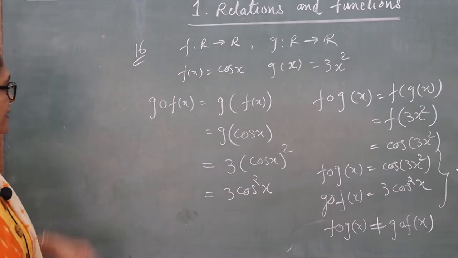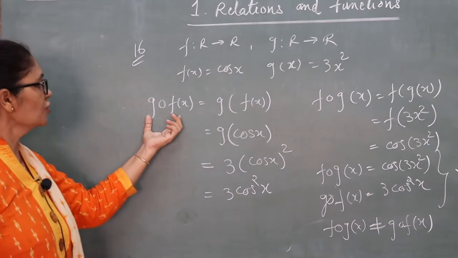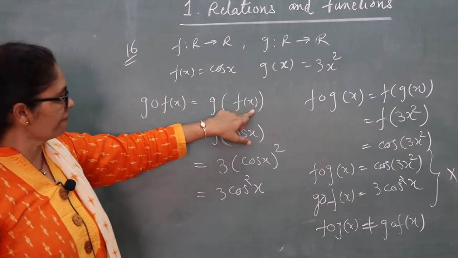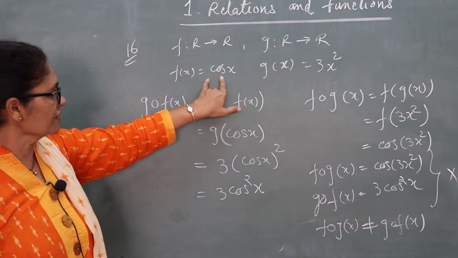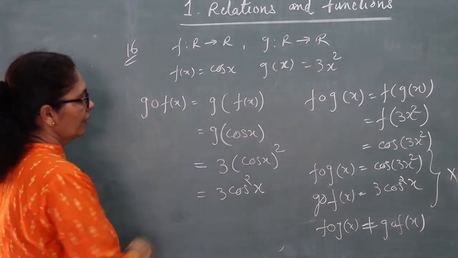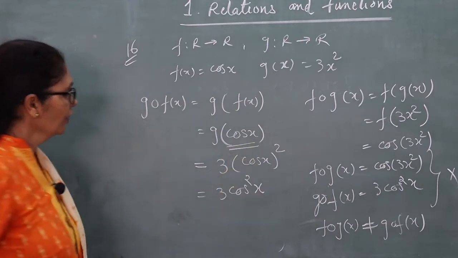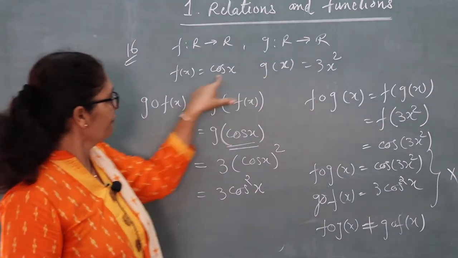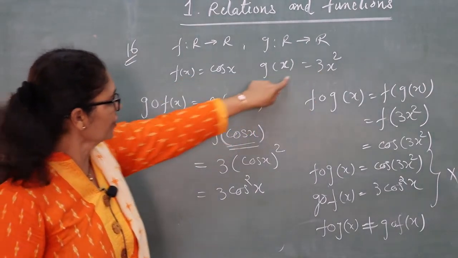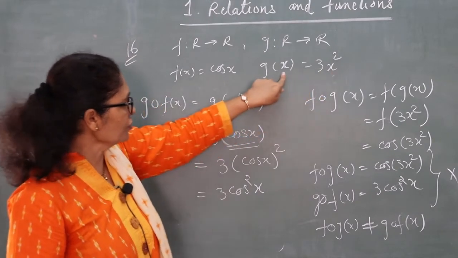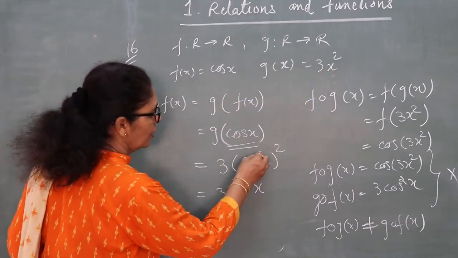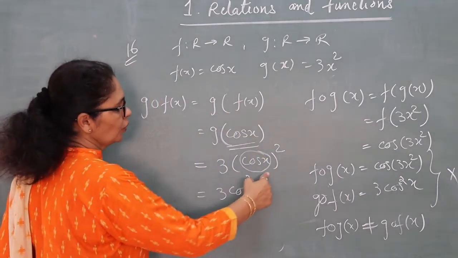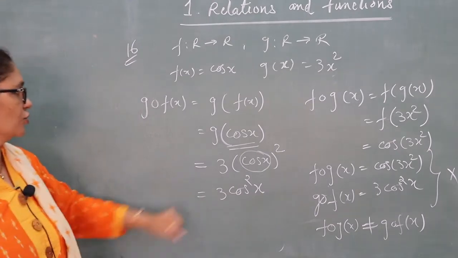Okay, let's repeat it once. What do you have to find? g over f. So first we have written g of f x. So in place of f x, what function is given? cos x. So we have written cos x in place of it. Now cos x is your x and you have to write it in f x. So in g x, cos x is written. Now in place of this x, what is your g x? 3x square. So in 3x square, in place of x, we have written cos x. So 3 into cos x square. So 3 cos square x, that is your g over f.